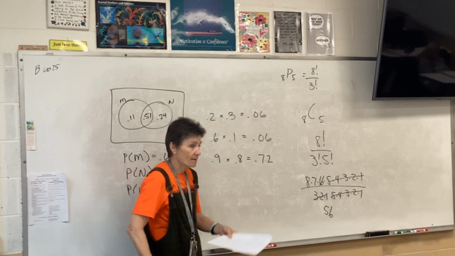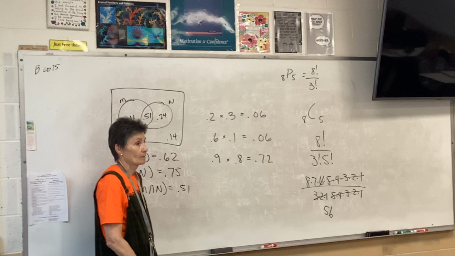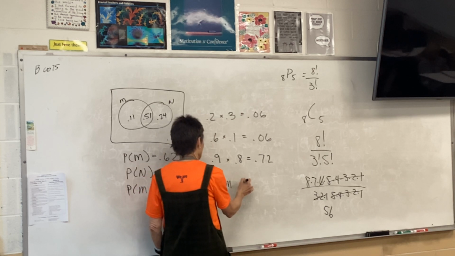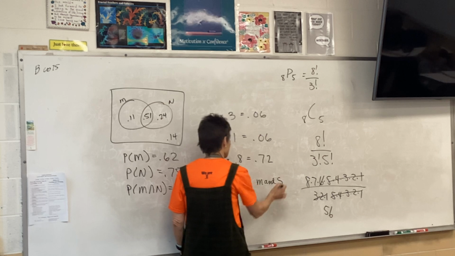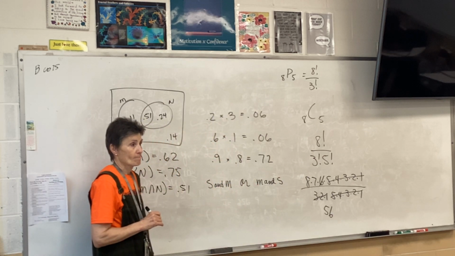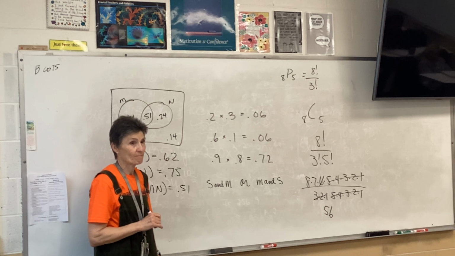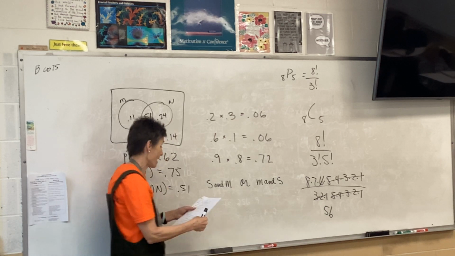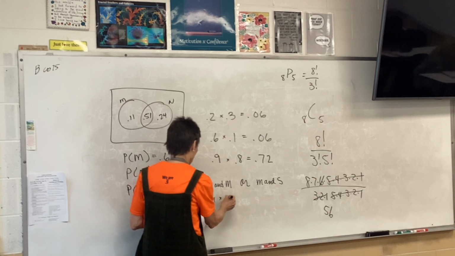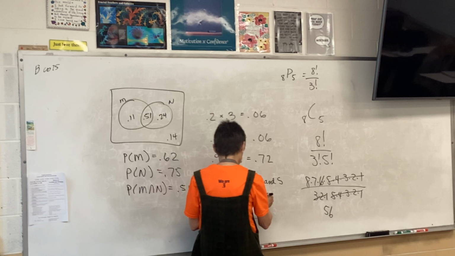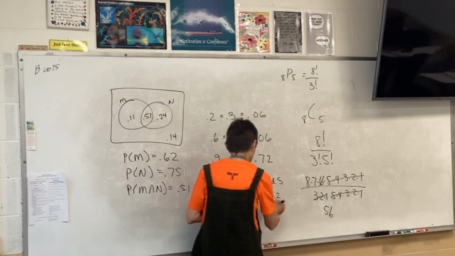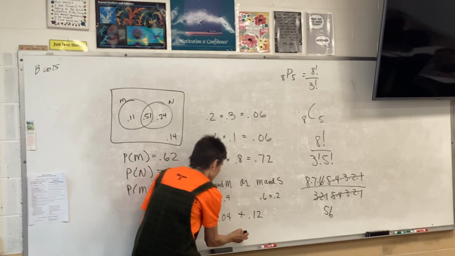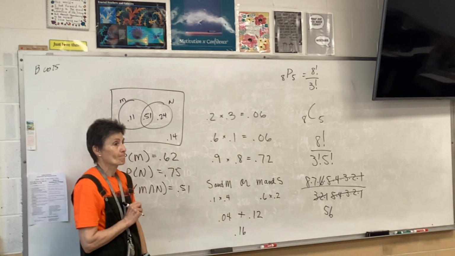One will like science and the other will like math. So science and math, or math and science. Because I don't know where the math student is coming from, if he's in class 1 or class 2. So I have to look at both of them. So science and math is 0.1 times 0.4. And then math and science. Okay, so that's 0.04 plus 0.12. Did you get 0.16? Perfect.